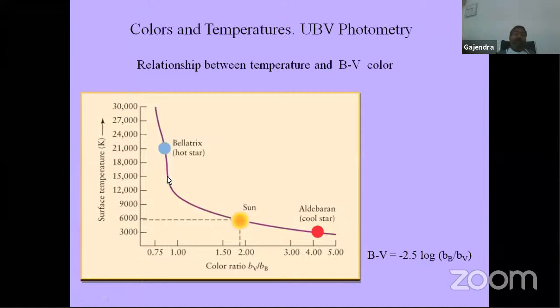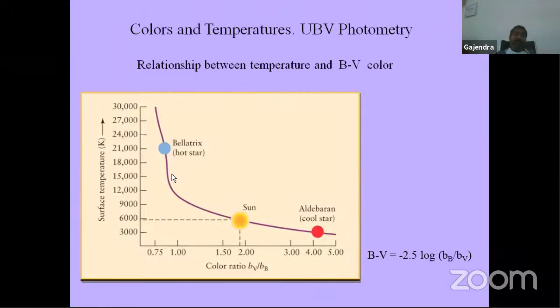Similarly, if you find that the ratio is between 0.75 and 1, then that corresponds to a temperature of 21,000 K. It's a hot star. And if you find a ratio of slightly more than 4, then it is a cool star. Now, this is a simple way of assigning temperature to stars, but it has lots of errors in doing so. The temperature determination comes with a lot of error.